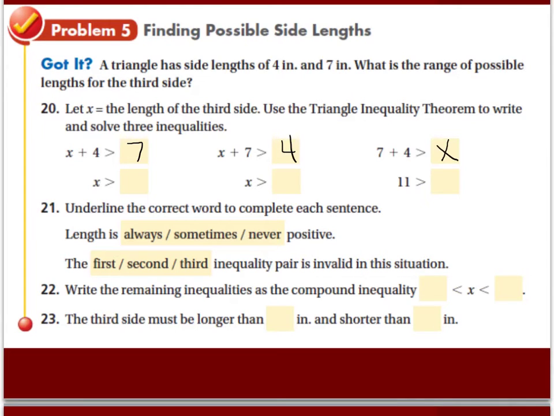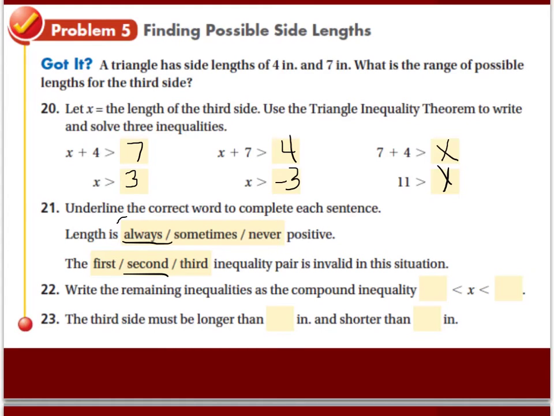When I do the math, I subtract 4 from both sides, I get x greater than 3. I do the math again, I get x greater than negative 3. And then the last one, I get x is less than 11. Now, underline the correct word to complete each sentence. Length is always, underline, always positive. The second inequality pair is invalid in this situation.